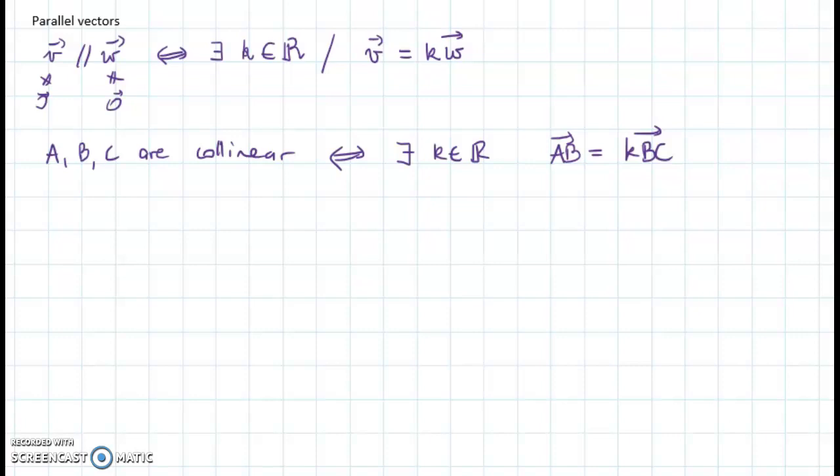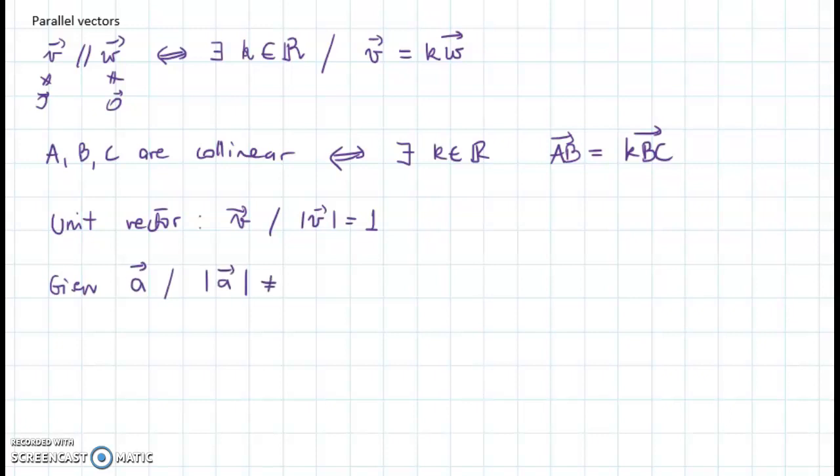The other concept related to this that is useful is the concept of what a unit vector is. This is a vector that has magnitude 1, which we have mentioned before. So this is V such that the magnitude of V is equal to 1. Many times it's useful to find, given a vector A such that the magnitude of A is not 0, so it's not the zero vector, a new vector, let's say A with a tilde, which is the vector A multiplied by 1 over the magnitude of A. So this one now is a unit vector.